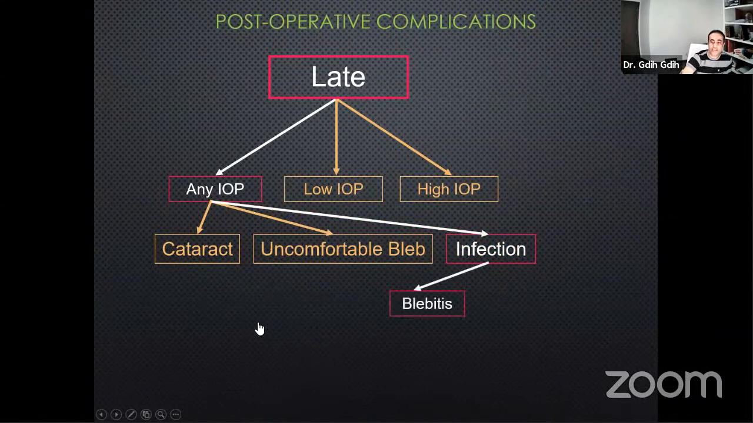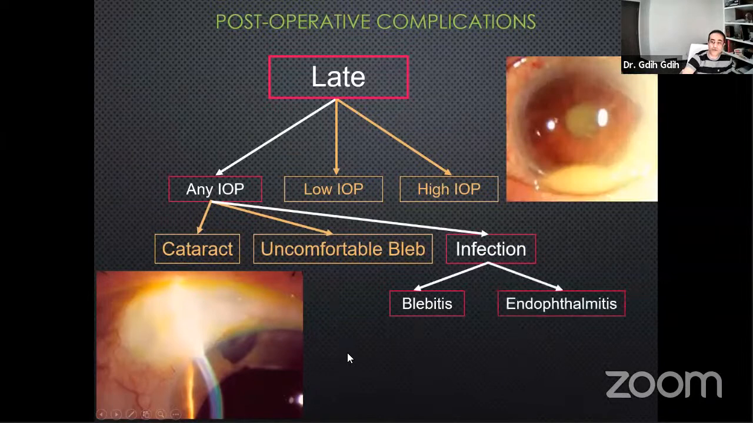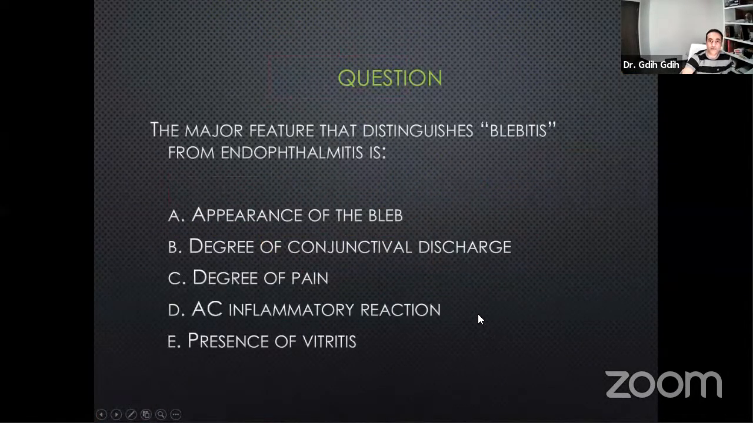And then late, you can have infection as well. Infection can be either blebitis or endophthalmitis. Here's another stimulating question. The major feature that distinguishes blebitis from endophthalmitis is: appearance of the bleb, degree of conjunctival discharge, degree of pain, AC inflammatory reaction, or presence of vitritis.